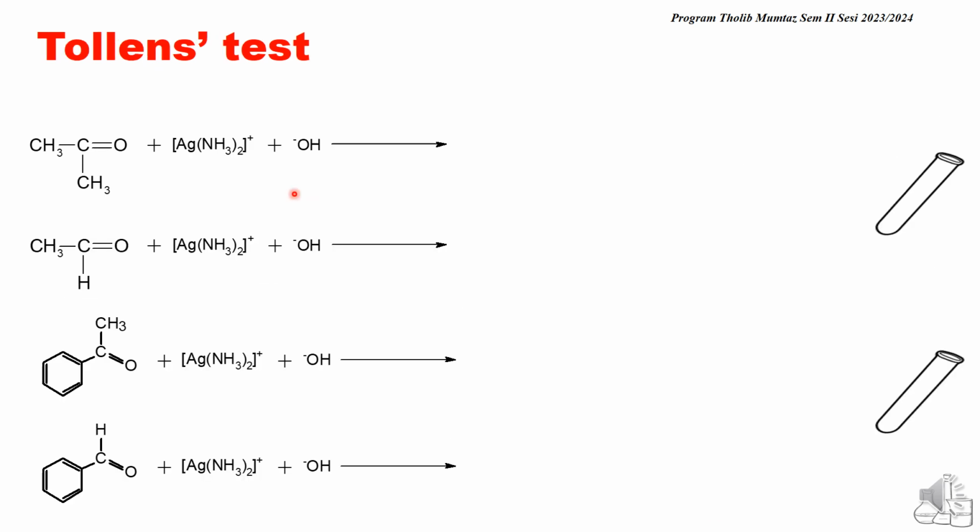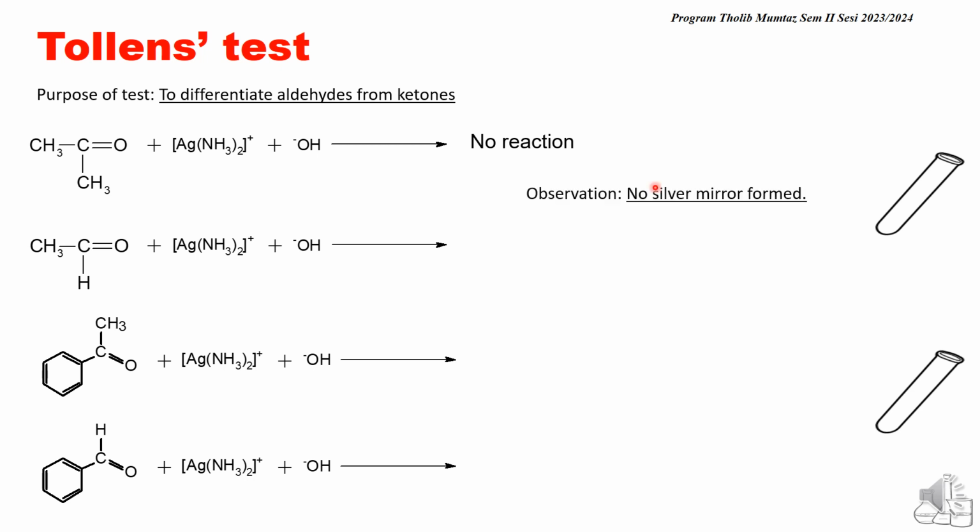The next test is called Tollens' test. It is used to differentiate aldehydes from ketones. Tollens' reagent is Ag(NH3)2+ in OH-. The first structure you are given is a ketone. Ketone has no reaction with Tollens' reagent. Therefore, this will be no reaction, and the observation will be no silver mirror formed.